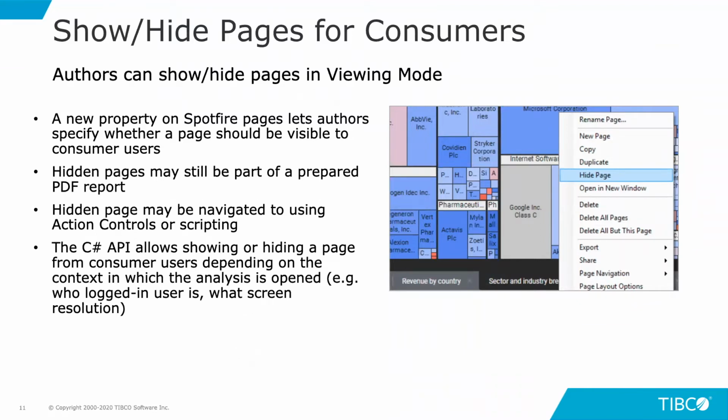On the API side, the Spotfire API allows you to programmatically inspect and change the visibility of the page in viewing mode from a custom extension or script. This means that pages can be shown or hidden from consumer users depending on the context in which the analysis is open. For example, based on who the logged in user is, or based on the client screen resolution.